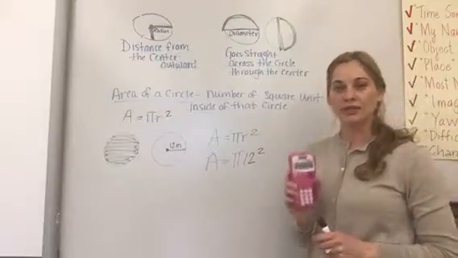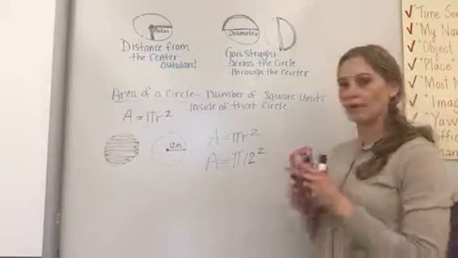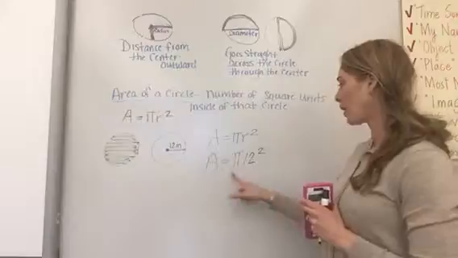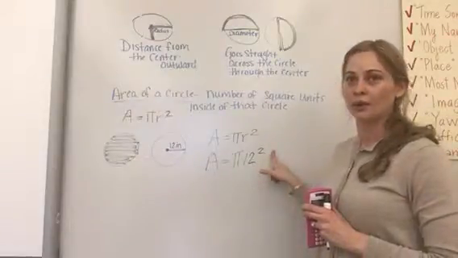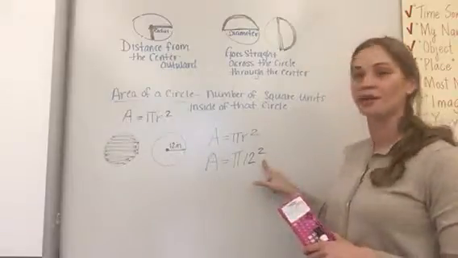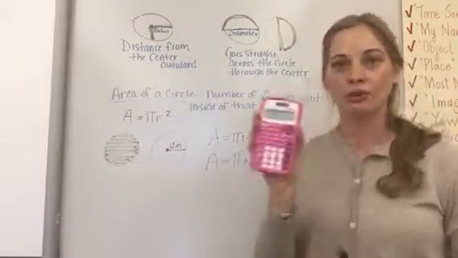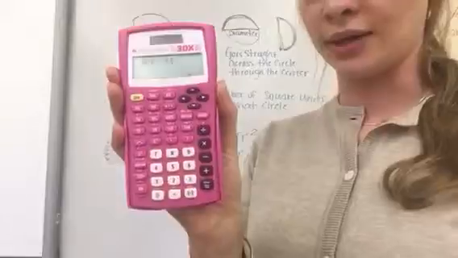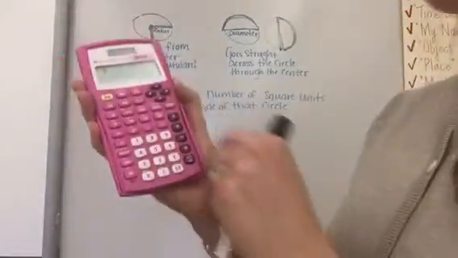It would be considered incorrect on my calculator to type in pi times 12 squared. That would not give me the correct answer. But because of order of operations, we have to solve our exponent first. So if you look at my calculator, I'll show you what button to help figure out what your exponent is.